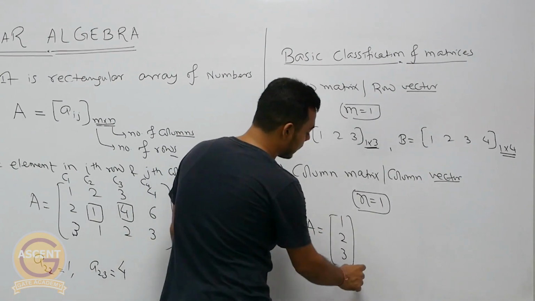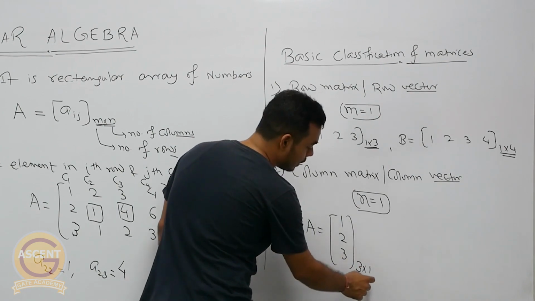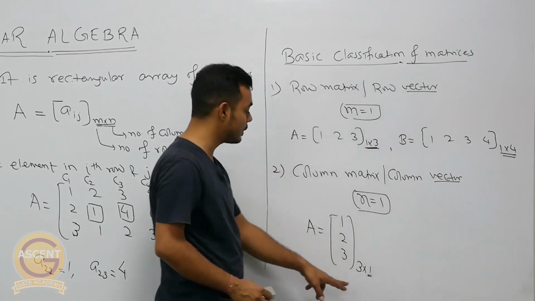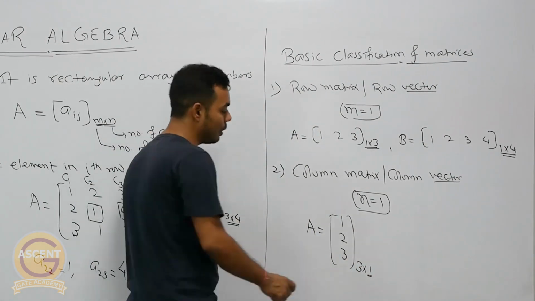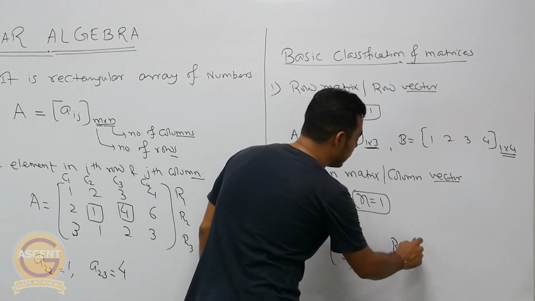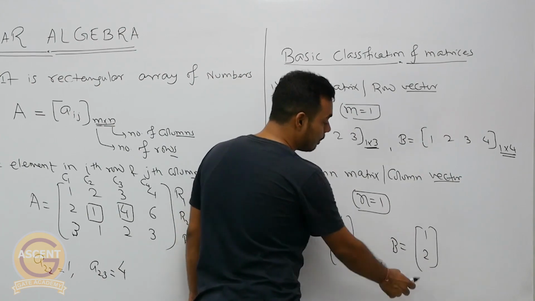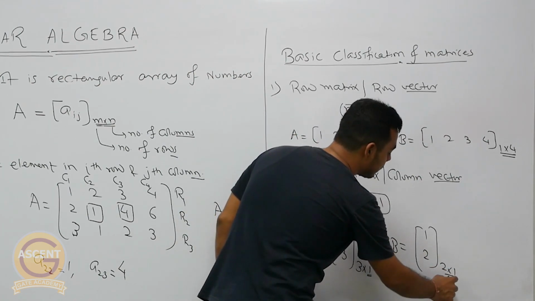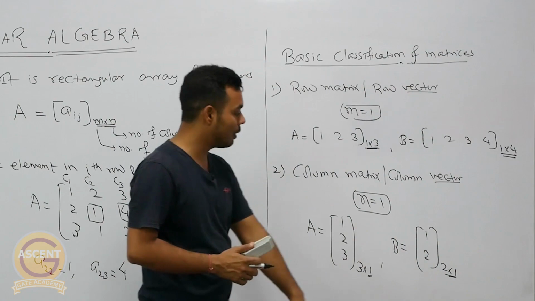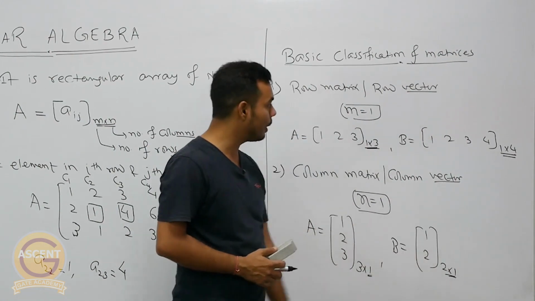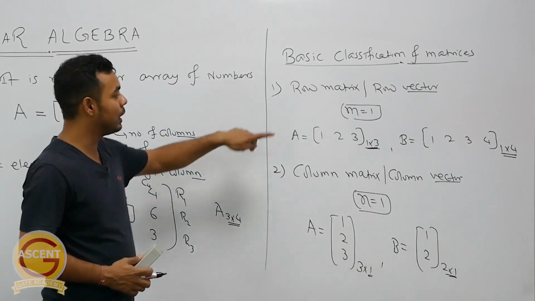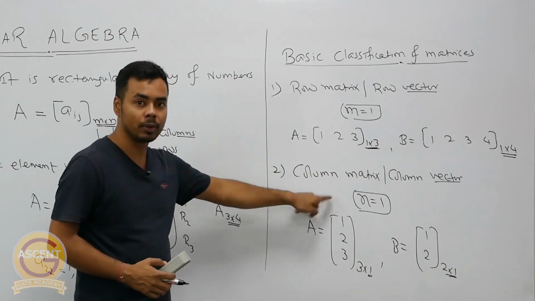So this matrix has 3 rows but only 1 column. Now since the number of columns is 1, this is an example of a column matrix or column vector. You can think of many other examples. Say if I have a matrix 1, 2. Again this has only 1 column but it has 2 rows. The order of this matrix will be 2 into 1, and since the number of columns is 1, it is an example of a column matrix. So a row matrix will have only 1 row, a column matrix will have only 1 column.